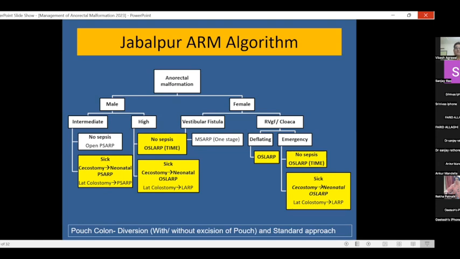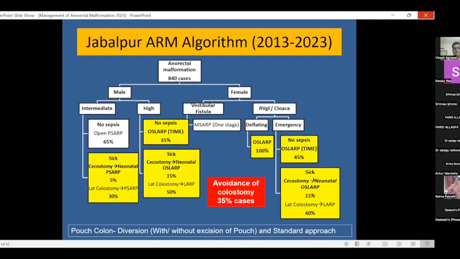And obviously, lateral colostomy followed by staged pull-through is a handy and the safest procedure if that expertise is not available that particular day. Pouch colon, we don't handle laparoscopically, we do with the standard approach. And this is our data between 2013 and 2023: 840 cases of anorectal malformation, because this is one of the most common anomalies we encounter in government setup. This anomaly is not seen very frequently nowadays in private setup, but in government it's still a very common problem. And we have reduced almost 35% of colostomies by adopting this algorithm.